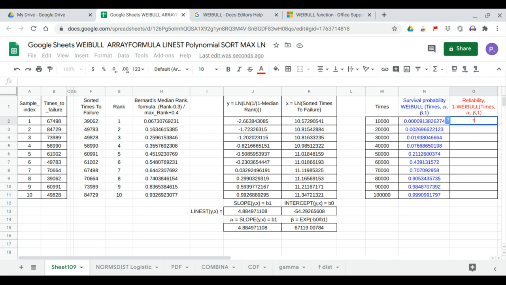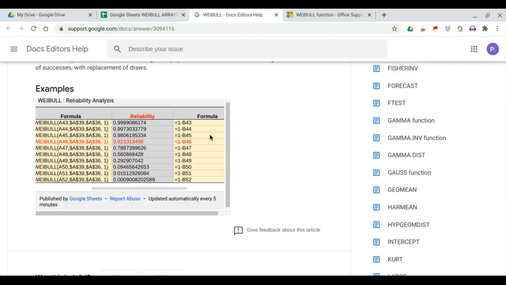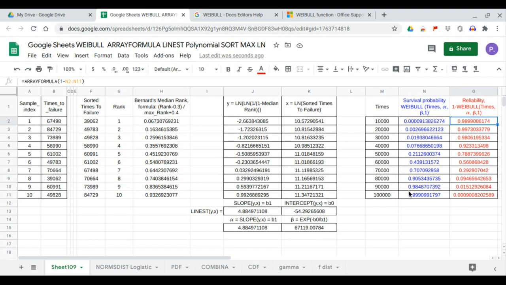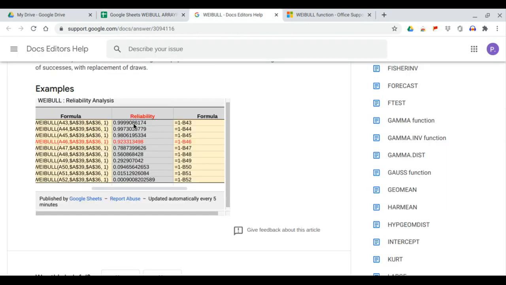This is equal to array formula 1 minus the Weibull function. So our answer will start from 0.9999 until 0.000908. So our answers are correct and match the answers here.